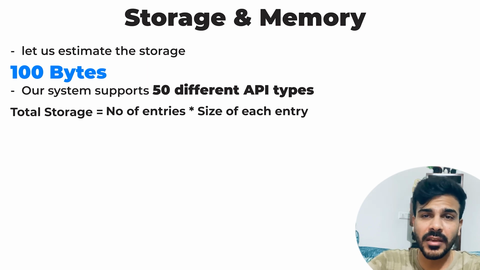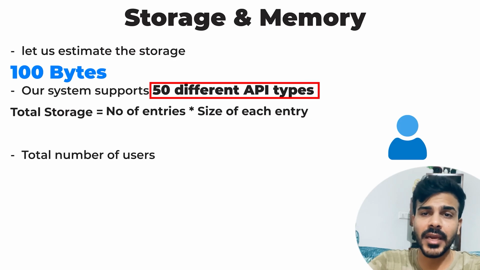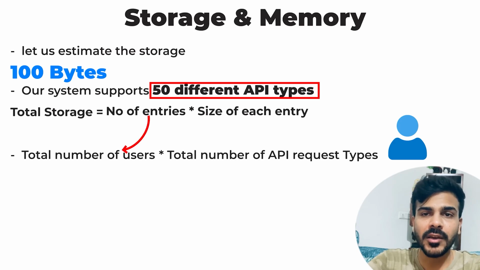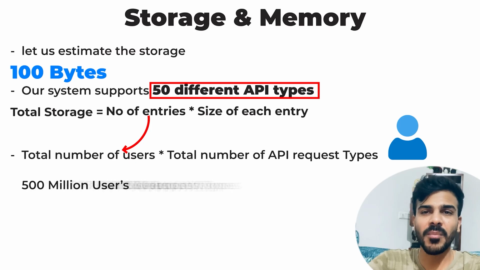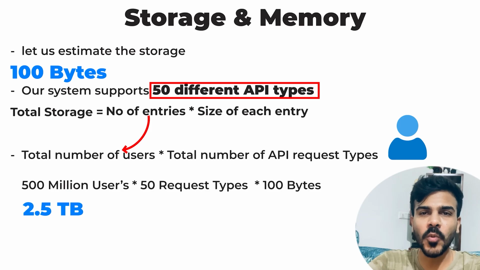Now we already know that the number of entries would be nothing but the total number of users, and for every user there is a different API type, and we know that there are 50 different API types or request types possible. Therefore the total number of records would be the total number of users multiplied by the total number of different API request types. So 500 million users multiplied by 50 request types. And then we ultimately multiply these total number of records in the table by the size of each record, which is 100 bytes. So this comes out to be 2.5 terabytes.